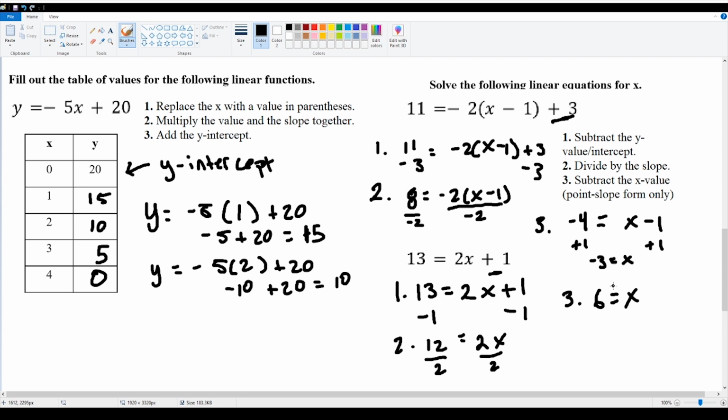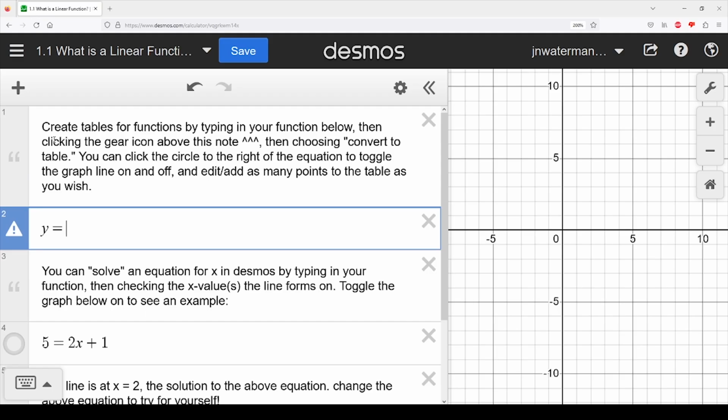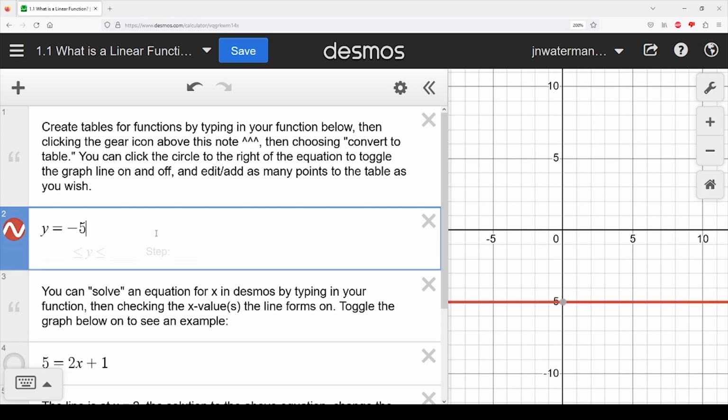Let's head over to Desmos and see how they work over there. So our Desmos file here says, create tables for functions by typing in your function below, then clicking the gear icon above this note, this one right here, then choosing convert to table. You can click the circle to the right of the equation to toggle the graph line on and off and edit and add as many points to the table as you wish. So let's try with the one that we had our table for in the assignment, which was -5x plus 20.